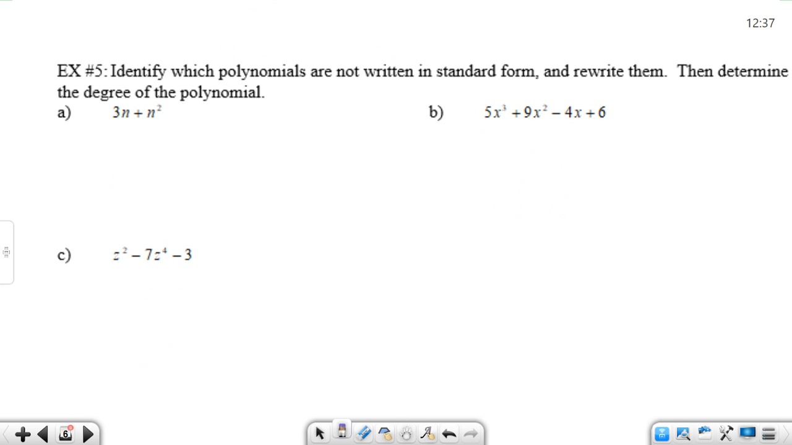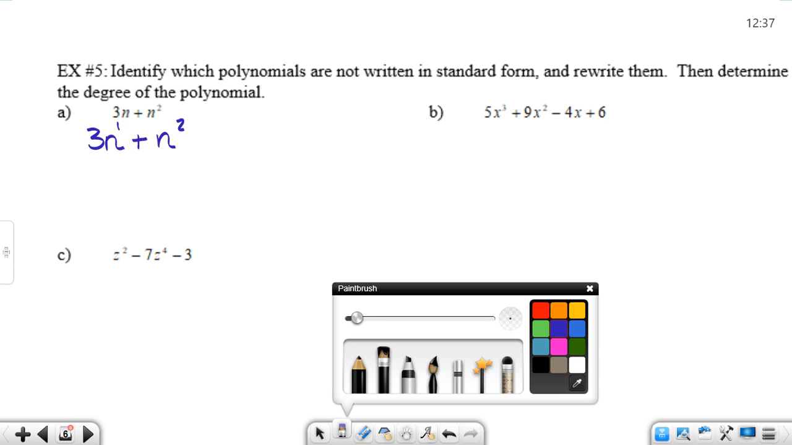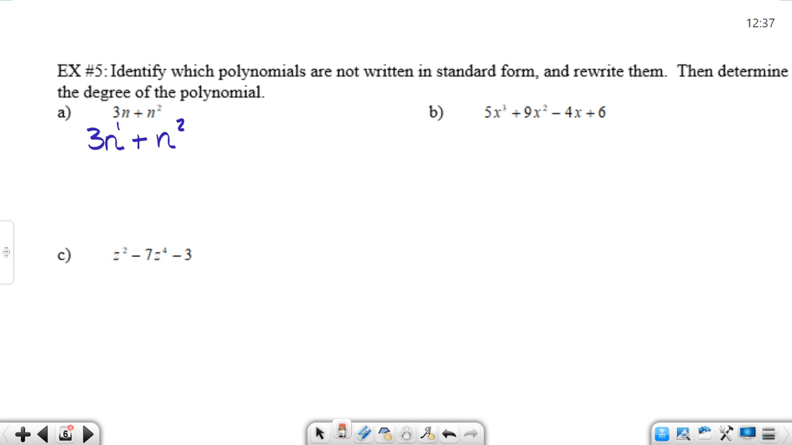Example 5 says, identify which polynomials are not written in standard form and rewrite them, then determine the degree of the polynomial. So if we take a look at this first polynomial, we have 3n plus n squared. So guys, we know this is a polynomial because we have powers of 1 and 2, both of which are whole numbers. Now, this is not written in standard form because our largest power is not written first.